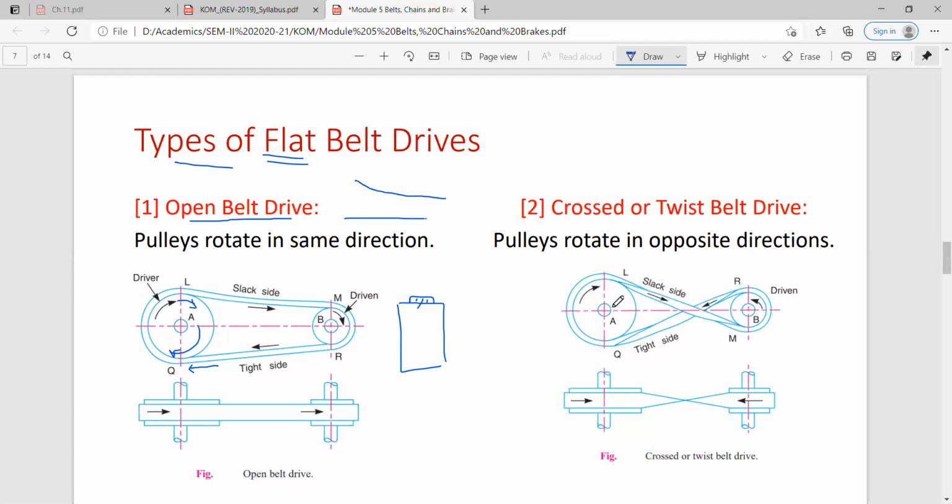In order to avoid it, you need to have a considerable width of the belt, so that the distance between them can be increased.